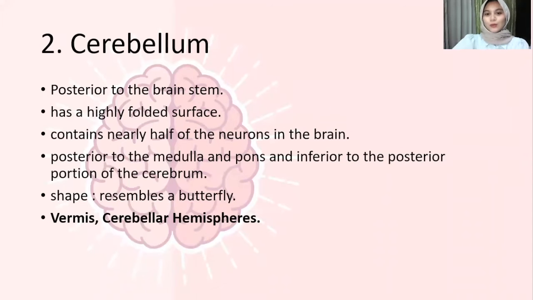Okay, next we move to the second major part of the brain. It is called the cerebellum. The cerebellum is posterior to the brainstem. It has a highly folded surface. It contains nearly half of the neurons in the brain, posterior to the medulla and pons, and inferior to the posterior portion of the cerebrum. The shape resembles a butterfly. It has the vermis and cerebellar hemispheres.